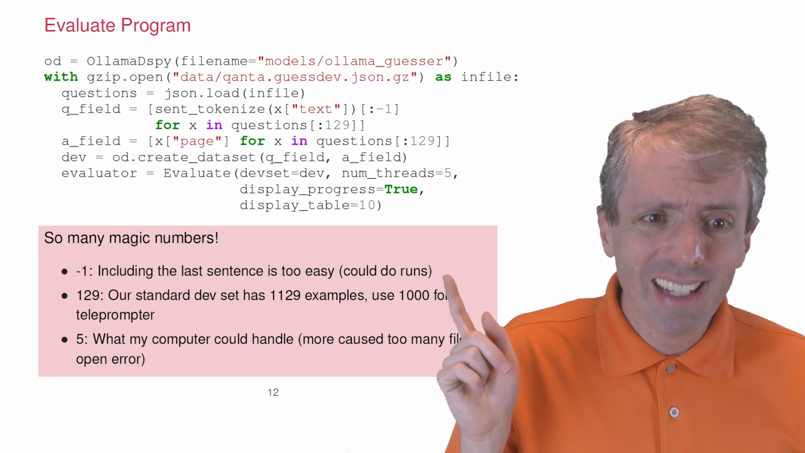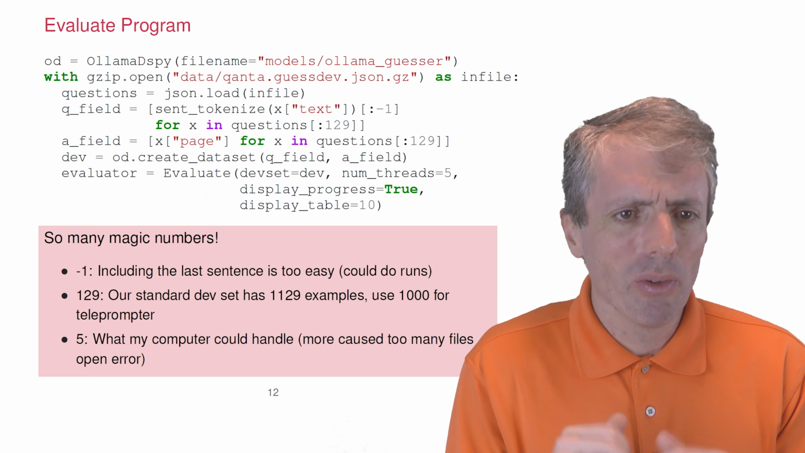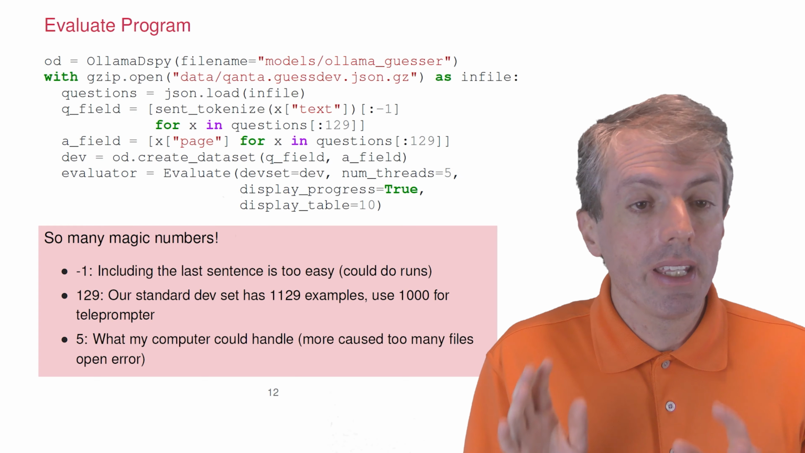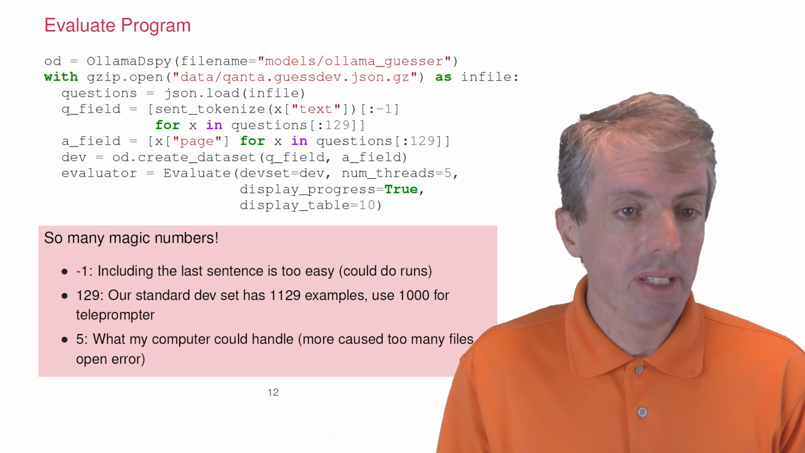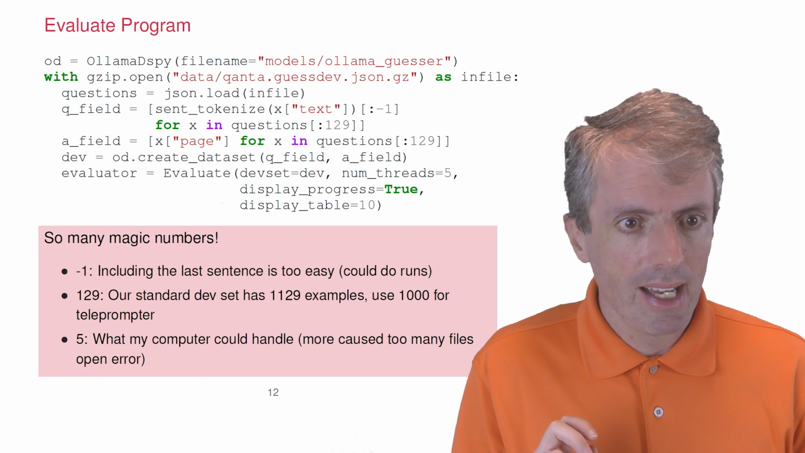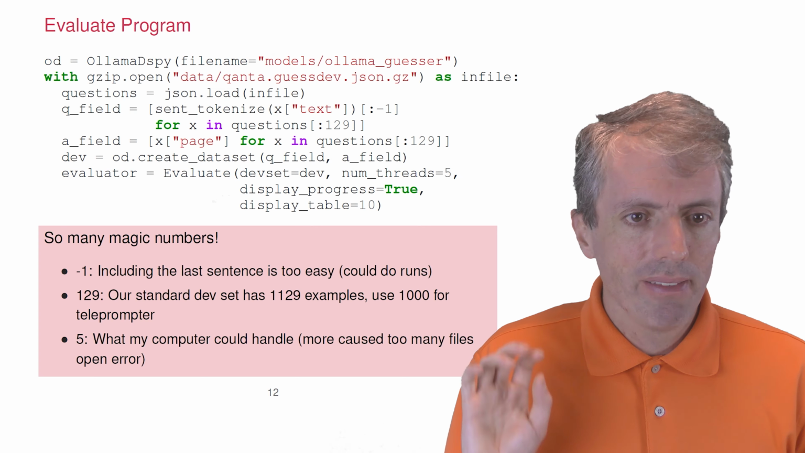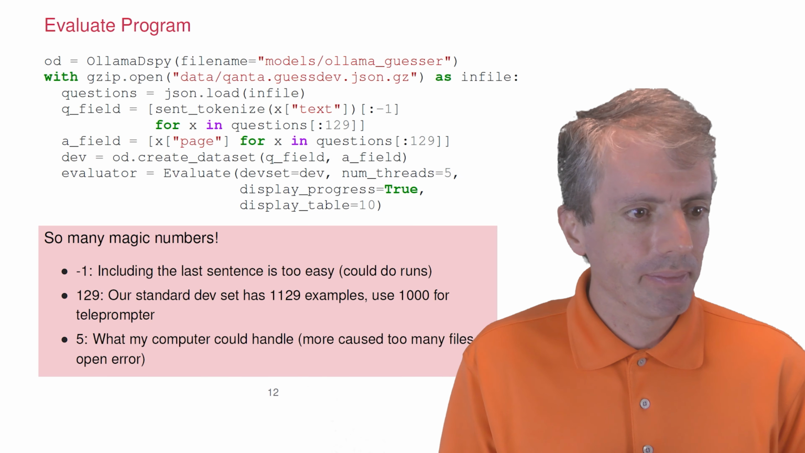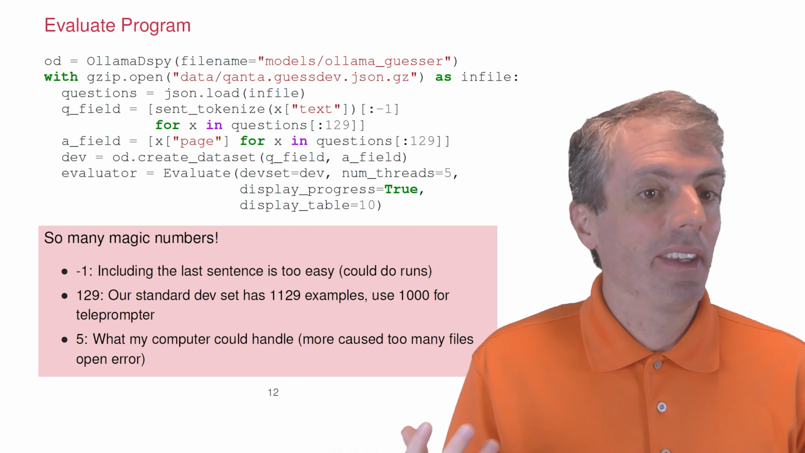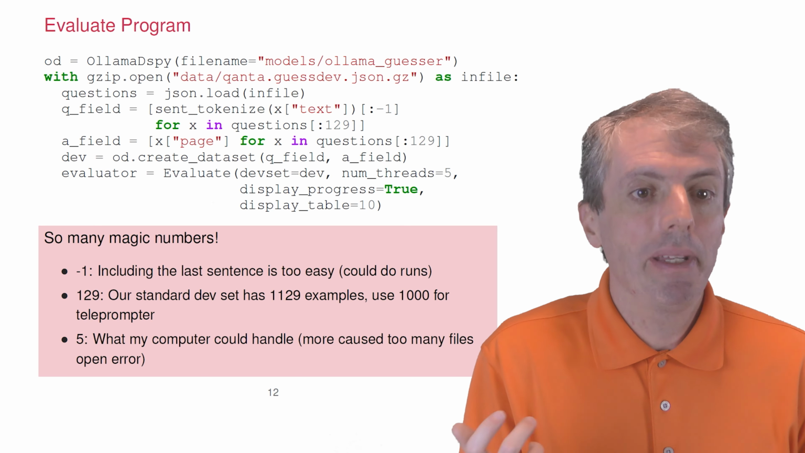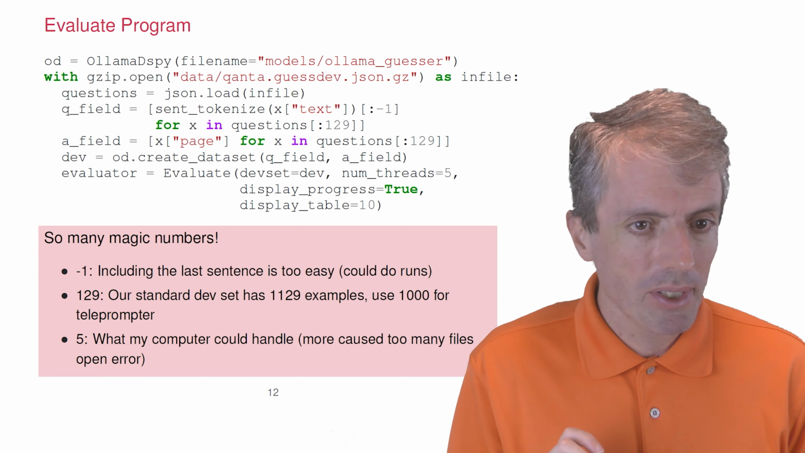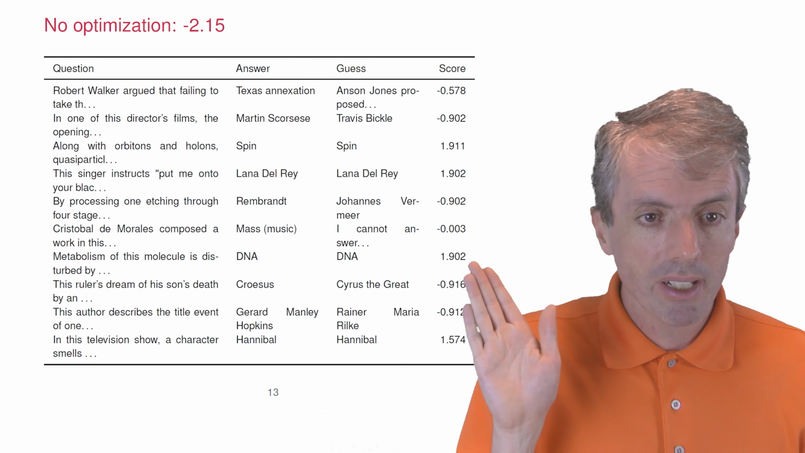Our dev set had 1,129 questions, so I thought, well, let's just use 1,000 for the actual DSPy tuning, and then we'll use 129 as our final held out dev set. 1,000 just seemed like a nice round number to me. And so why 5 threads? I found that if I used more on my Mac Mini, it caused me to have too many open file exceptions. It gives us this nice summary of results.